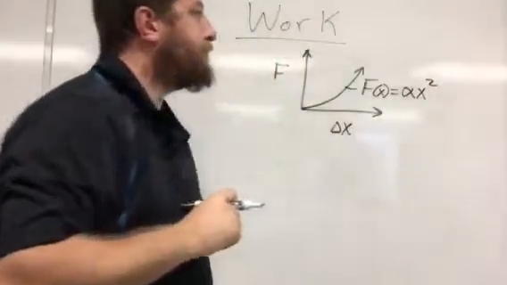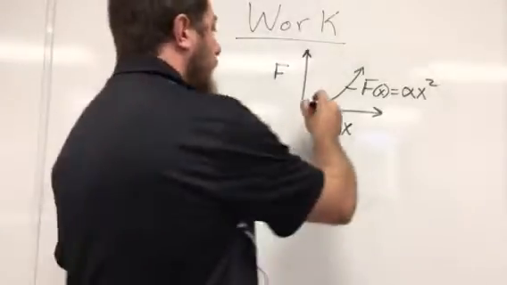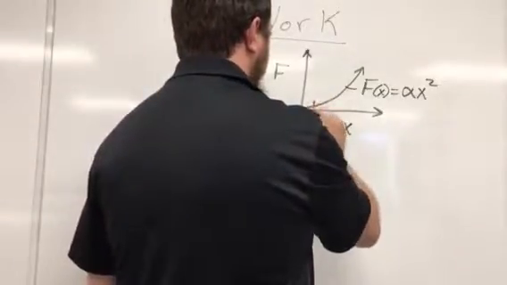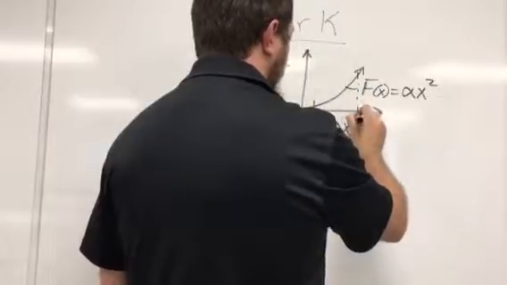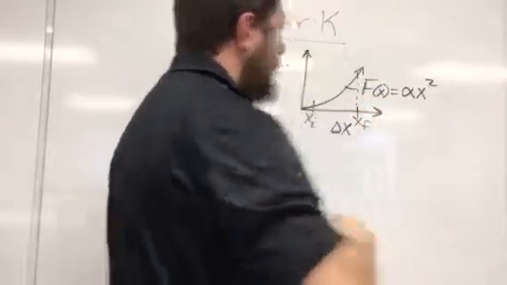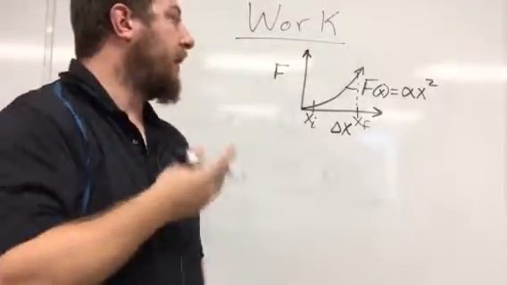times x squared, okay? And I want to know what the work is between these 2 points, xi, and say this point right up here, xf. So how do I calculate the work done in this situation?